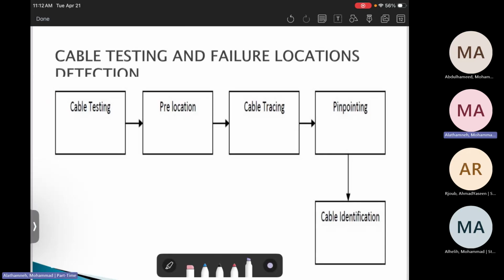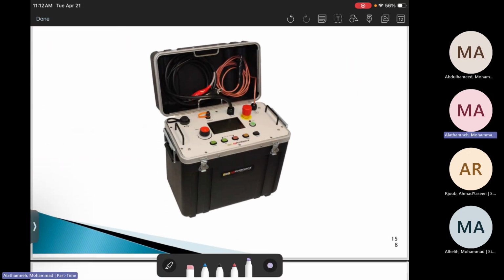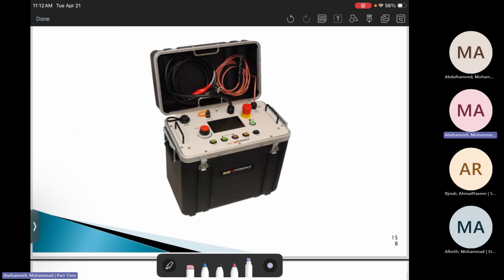For cable fault finding, first there is cable testing, then pre-location to identify where the location is, then cable tracing to follow the cable to see where the location is, then pinpointing. They will say the fault is here, then do the cable identification and try to solve the problem. This is a Megger. The device is called a Megger.